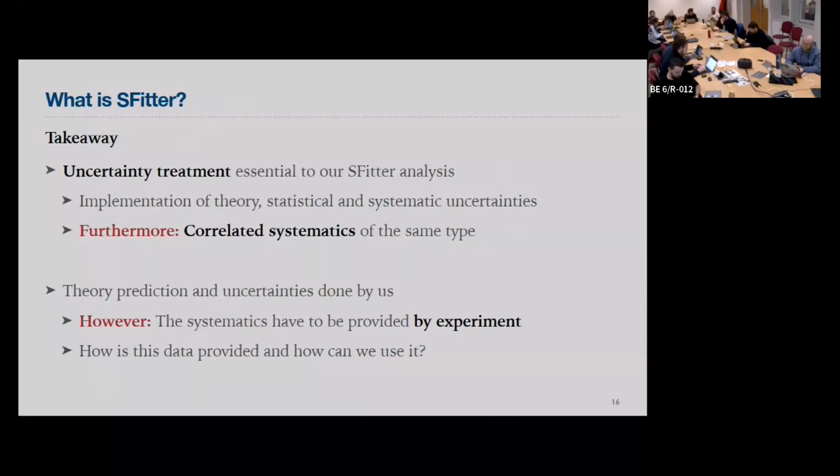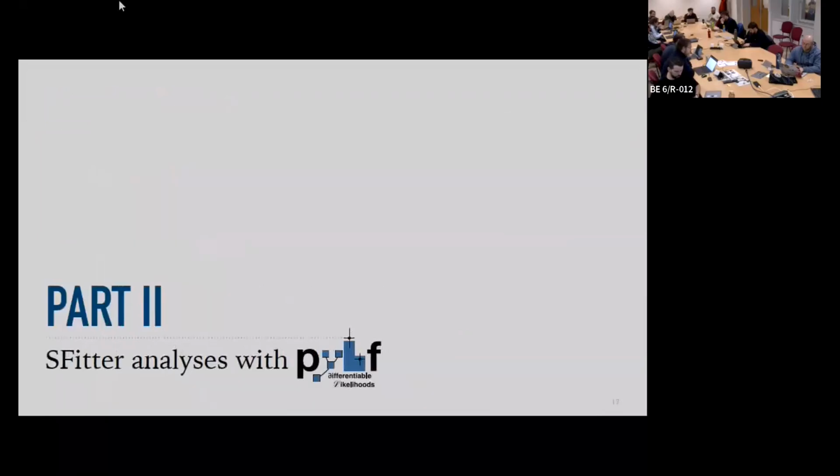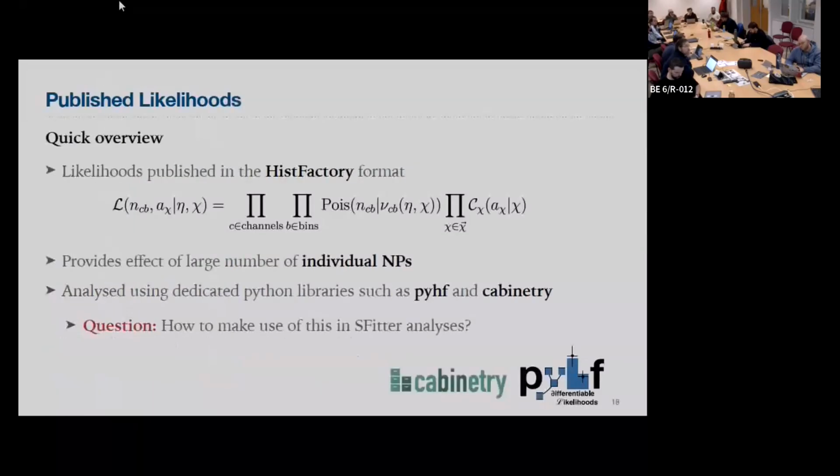Now we can talk about actually using pyhf to implement data into our framework in the end. Starting again, I assume the slide I don't need to explain too much. This has the likelihoods that are published in the SFitter format, giving us all the different values we need and a large number of different nuisance parameters in the end. So using pyhf and cabinetry, we can now try to analyze these likelihoods and the nuisance parameters and see how we can implement these into our final analysis.